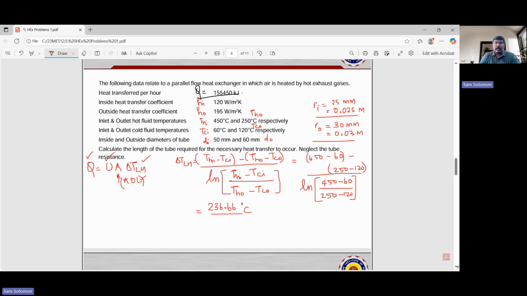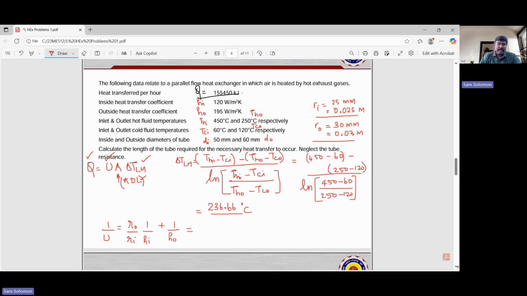That is the logarithmic mean temperature difference over here. Now, additionally, Q is known. The next thing that we are supposed to find out is U. So for this, I took this particular problem. 1 by U is going to be equal to R naught by Ri into 1 by Hi plus 1 by Ho. Okay, so this is what you should be aware of.